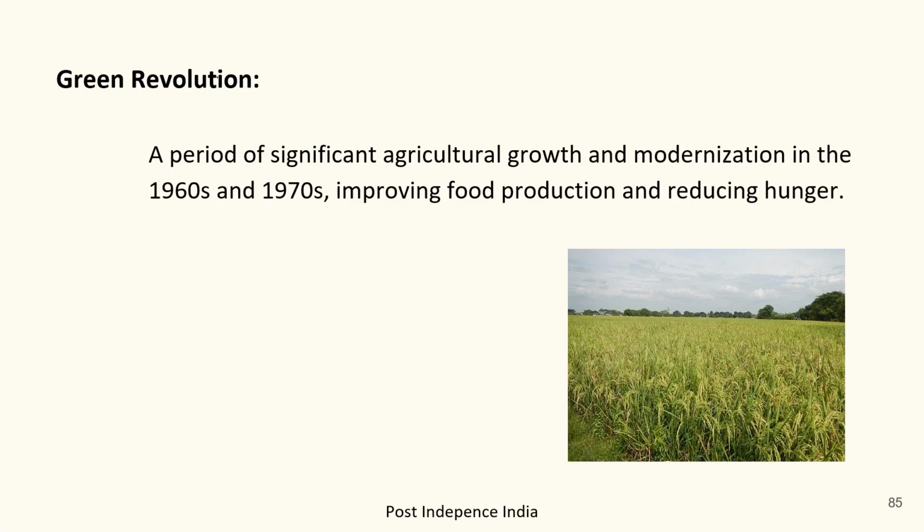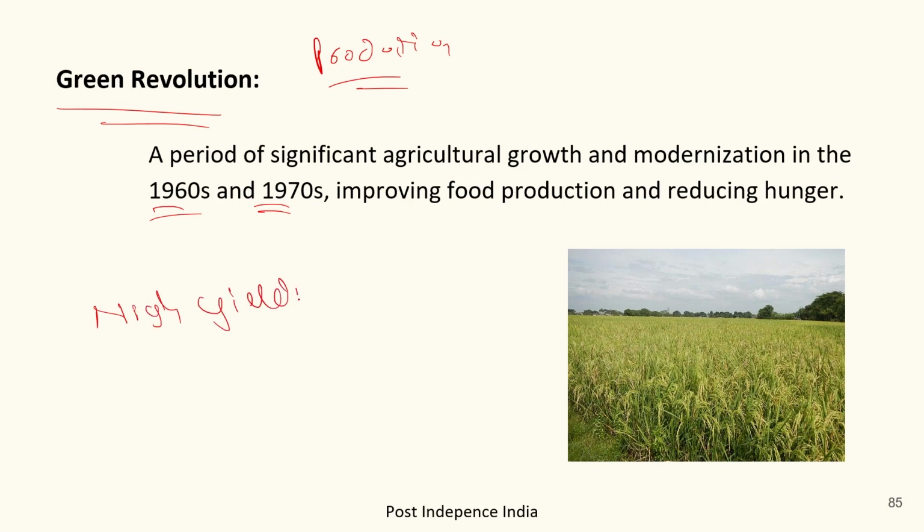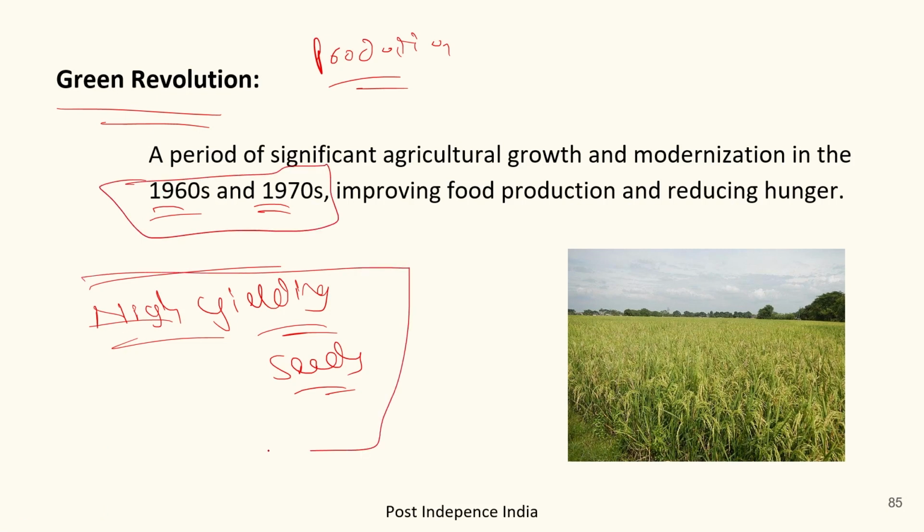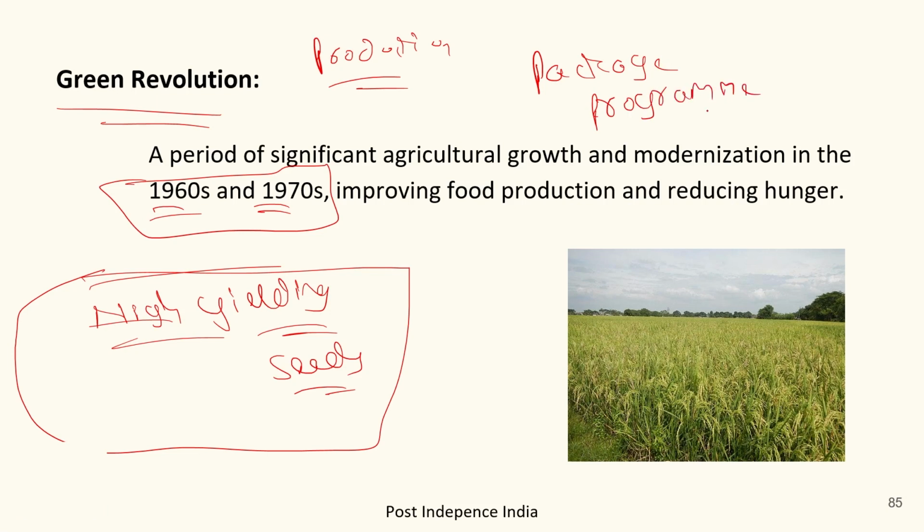Now, the Green Revolution. After independence, India was facing a challenge in the production of food grains, and we had a shortage of food. So during the 1960s to 1970s, we decided to launch a program known as the Green Revolution, in which we used high yielding seeds. About the Green Revolution and the White Revolution, we would learn in the static GK part. Just remember the timeline and the things we used at that time. Also, in the static GK part, I will tell you about the package program.